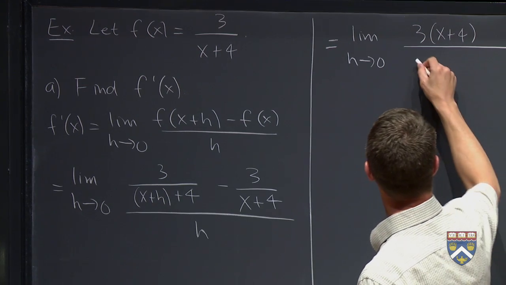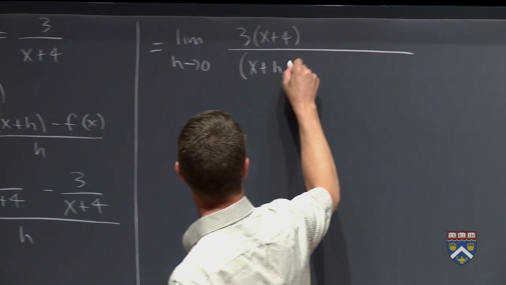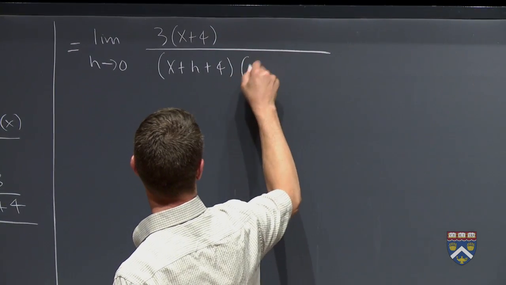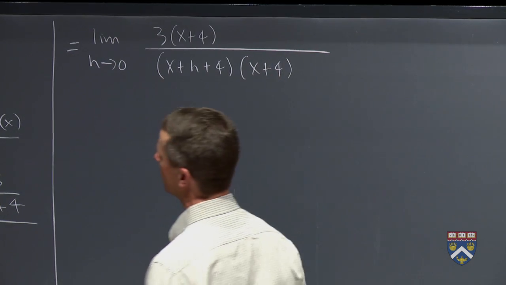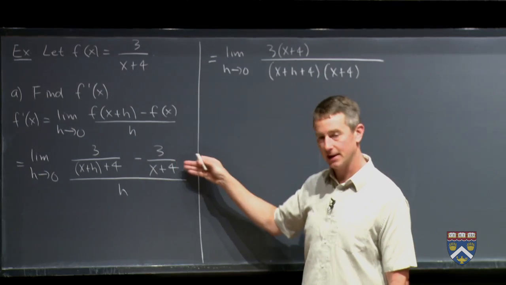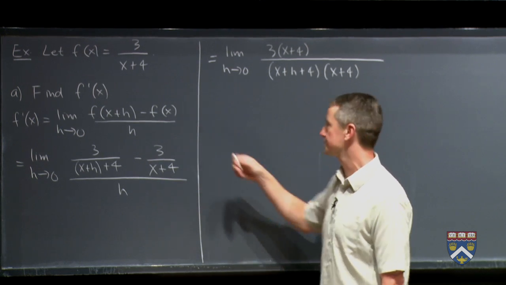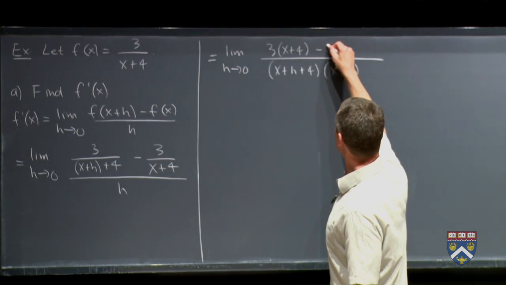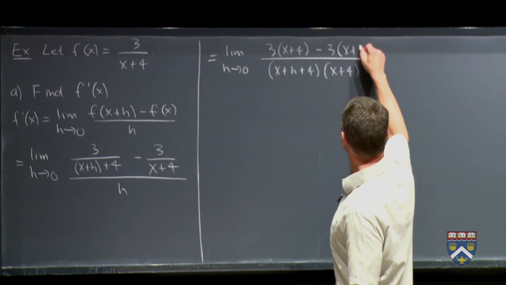All right, so my new denominator is x plus h plus 4 times x plus 4. And this fraction I need to multiply on the bottom by x plus h plus 4, which means I also need to multiply by that on the top. And you've really got to be careful with your parentheses.